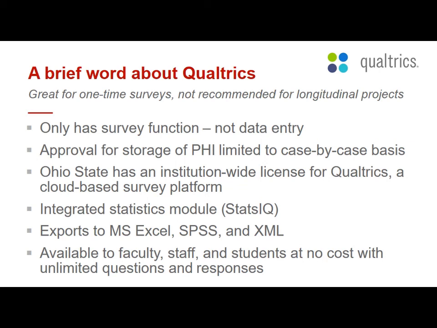Ohio State has an institution-wide license for Qualtrics. You have access to it through your name.number. If you are a medical center employee, we also ask for your institutional data policy training certificate through Buckeye Learn. That is because of the PHI that we handle. We want to make sure that you understand the institutional data policy and where data goes and where data doesn't go.